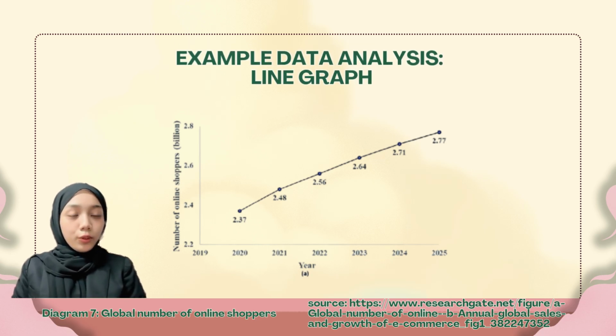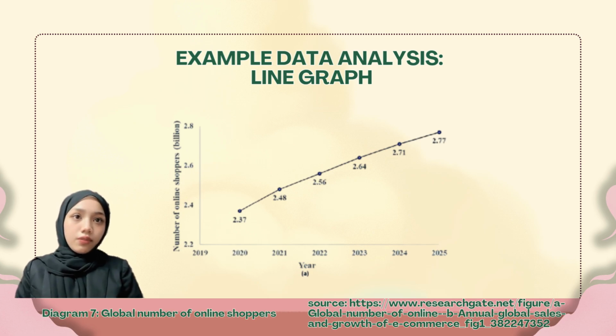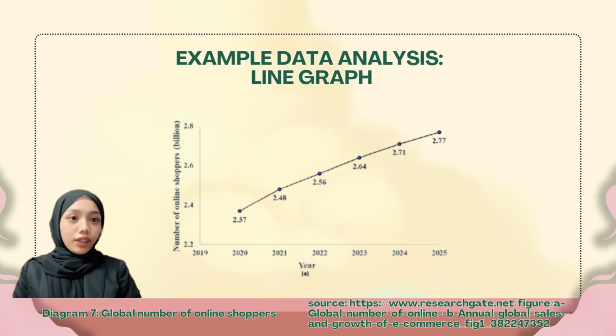So now let's move to the example of the line graph. This slide breaks down the data from our line graph, which shows the global number of online shoppers over a 6-year period from 2020 until 2025. To understand the layout, the bottom axis shows the years, the side axis shows the number of shoppers in billions.